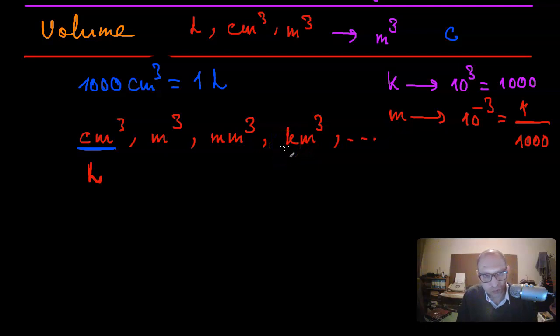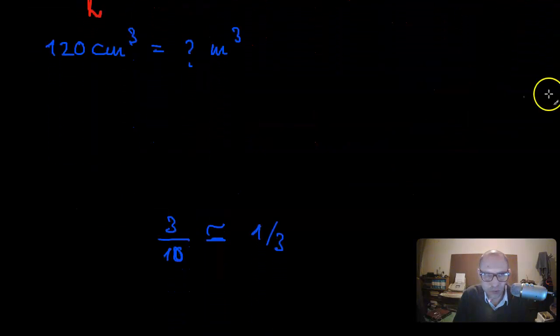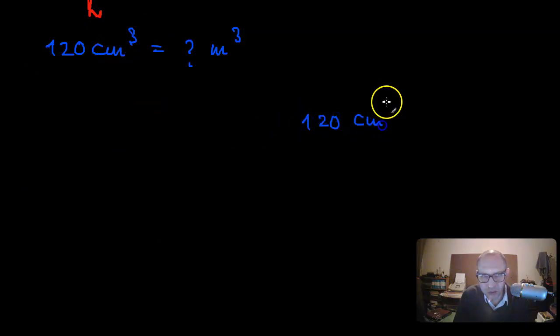I just want to show you quickly how you can go from cubic centimeters to cubic meters, and so on. So let's say that you have a volume of 120 cubic centimeters, and you want to know what that is in cubic meters. So how do you convert that? In order to do this conversion, first I'm going to show you what 120 cubic centimeters actually means.